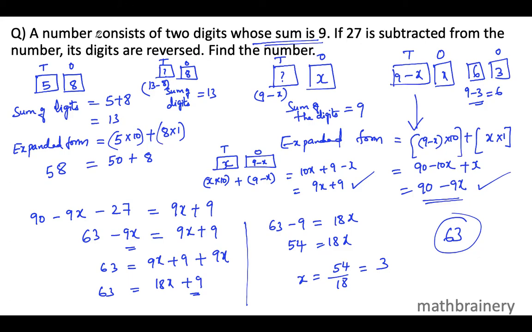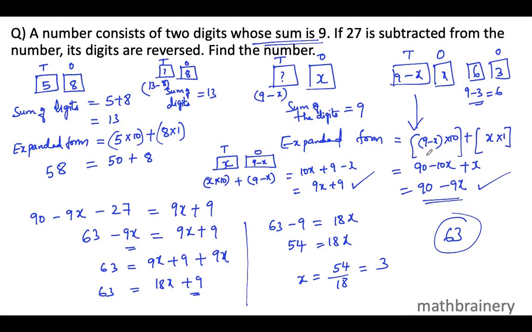What we need to consider is a 2-digit number. So we will consider a 2-digit number such that the sum of the digits is 9. So we will consider a digit x in the ones place. Because the sum of the digits is 9, the digit in the tens place must be 9 minus x. Now whenever we want to make any mathematical computations of any 2-digit number, we usually consider the expanded form of it. What is the expanded form of this 9 minus x and x?